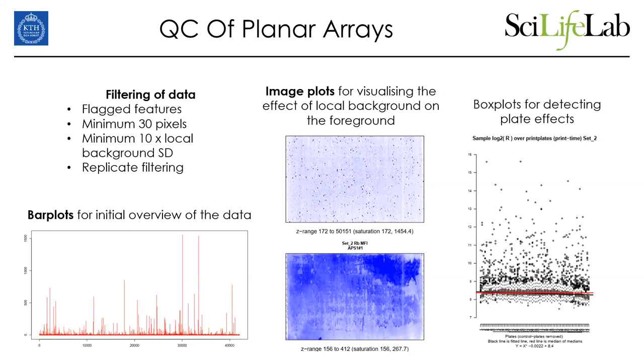We start with doing just a bar plot for an initial overview of the data, followed by image plots, then for visualizing the effect of the local background on the foreground. So if you see a pattern in the background, in local background from the slide, that is also visible in the foreground, you might want to do a background subtraction. Otherwise, you try to avoid doing a background subtraction. You also do box plots then for detecting plates effect. And this is actually a very nice box plot where it kind of looks quite good.